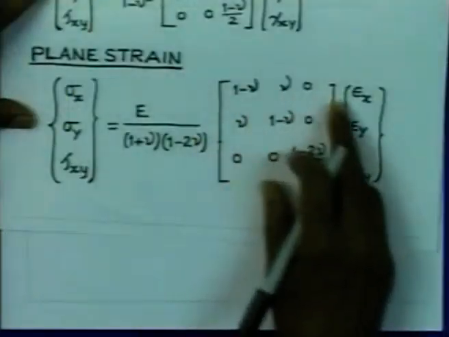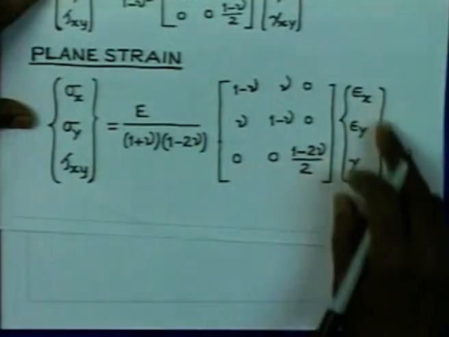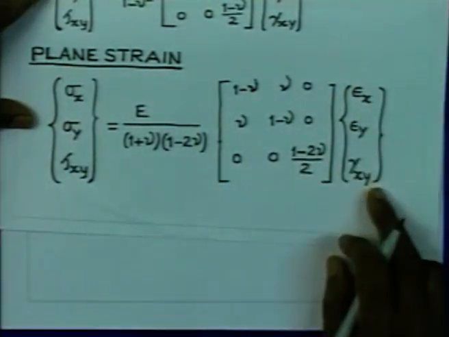and if we try to find out the stresses in terms of strains, the three components of stresses in terms of strains are going to be as follows. Under plane strain condition, sigma x, sigma y, tau xy is nothing but E by 1 plus nu into 1 minus 2 nu into this matrix multiplied by epsilon x, epsilon y, gamma xy.